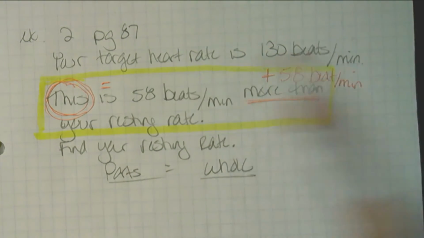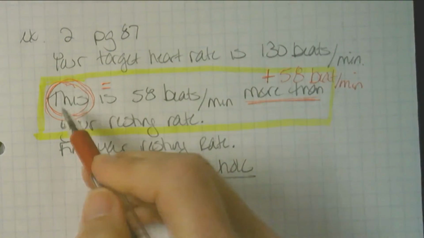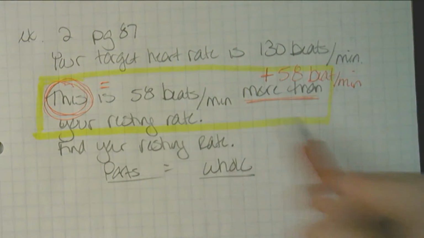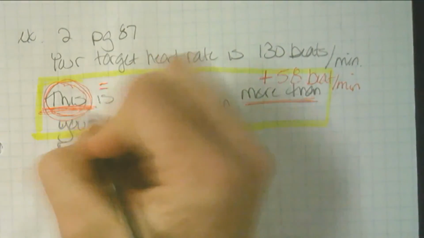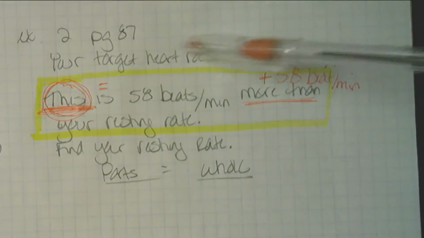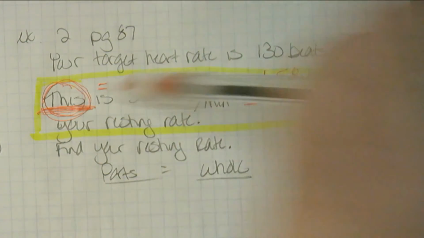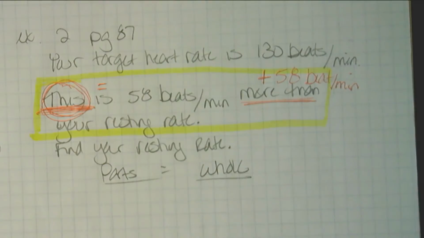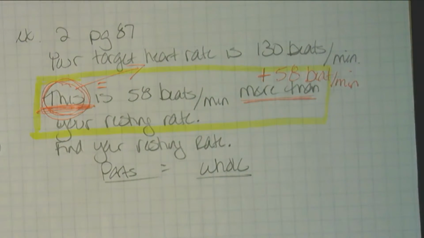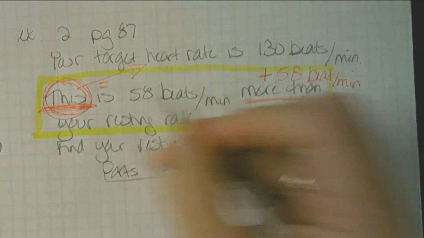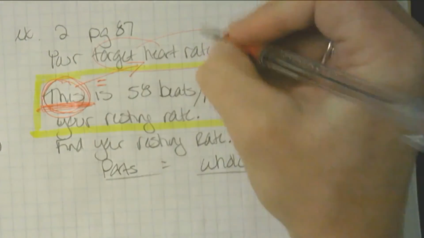Your target heart rate is this amount. This is 58 beats per minute more than your resting rate. What information does the this refer to? Evan? Say that again. What information does this refer to? That word. Is it your target heart rate? Is it your resting heart rate? What does this refer to? My target heart rate. Because that's what we were talking about in the previous sentence. Okay. So, my target heart rate, that is my whole.